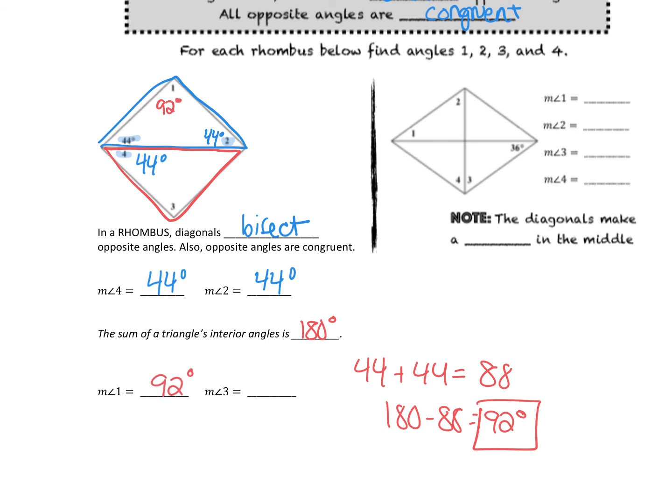And remember, opposite angles in a rhombus are equal to one another. So that tells me that angle 2 must also be 92 degrees. And that's all you do to solve the rhombuses.